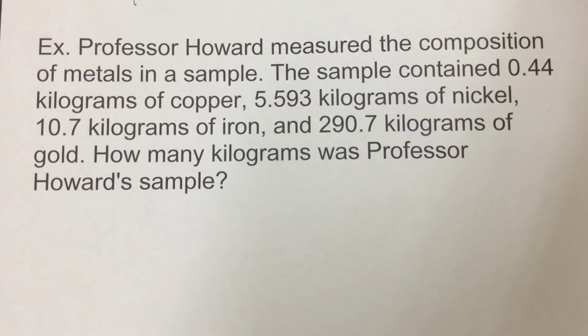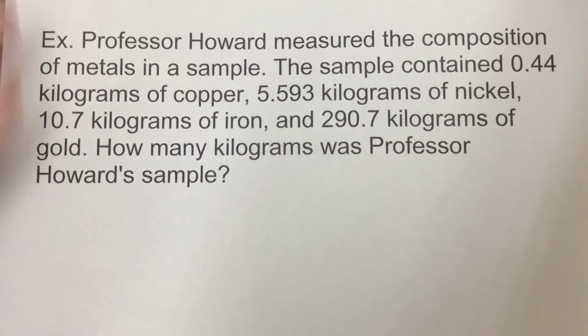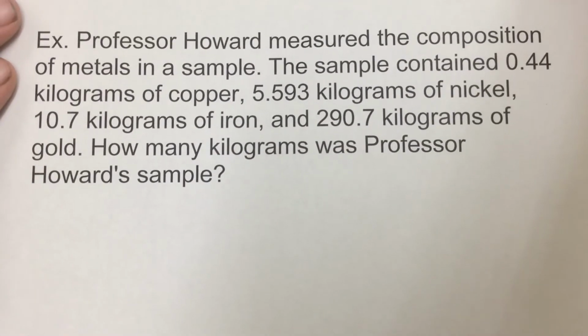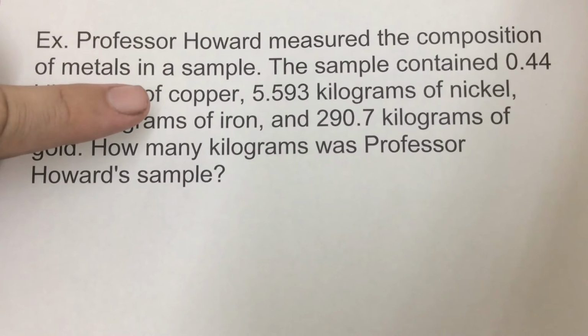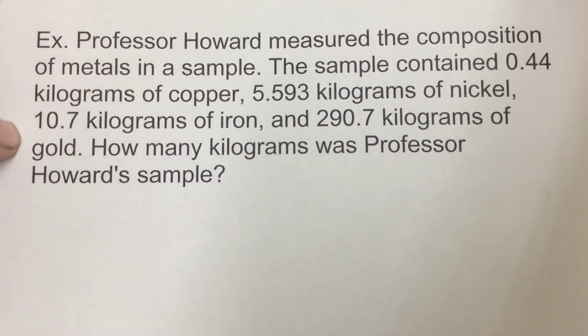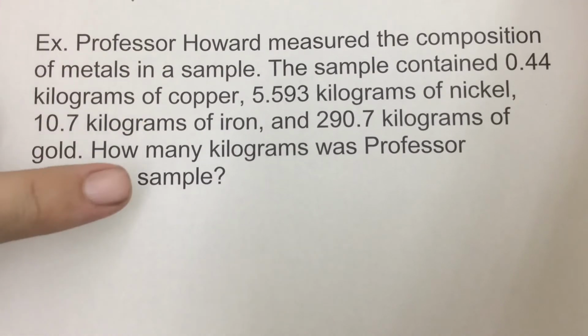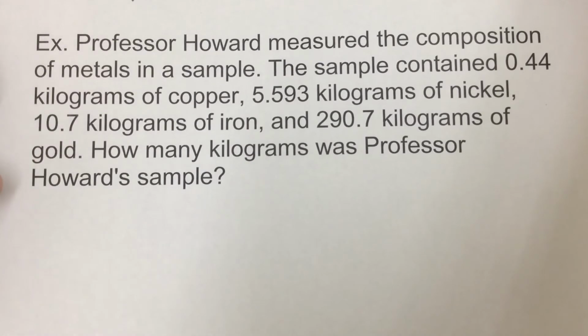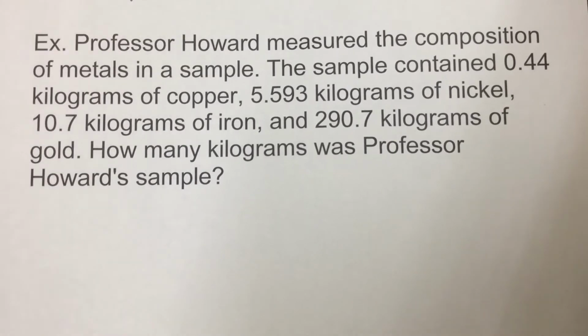All right, so Professor Howard measured the composition of metals in a sample. The sample contained 0.44 kilograms of copper, 5.593 kilograms of nickel, 10.7 kilograms of iron, 290.7 kilograms of gold. So how many kilograms was in Professor Howard's sample? Well, here we're going to add them all. Again, we're looking for how many total is going to be here.